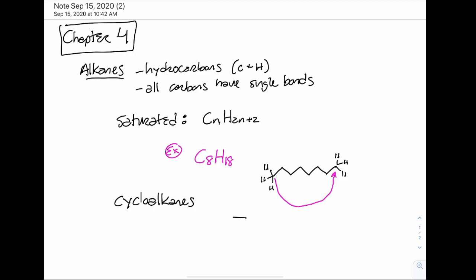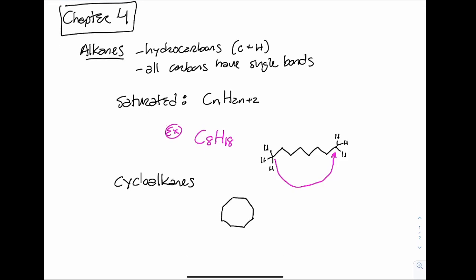So if I wanted to take 8 carbons and put them in a ring, it's going to look like a stop sign. I'm not very good at drawing stop signs, but there's my cycloalkane, and I'm only going to have 2 hydrogens, right, on every single carbon. I'm not going to have ones on the end where I have 3. So this cycloalkane is going to have the formula C8H16, not 18. So as soon as we make a ring out of it, it's no longer saturated.